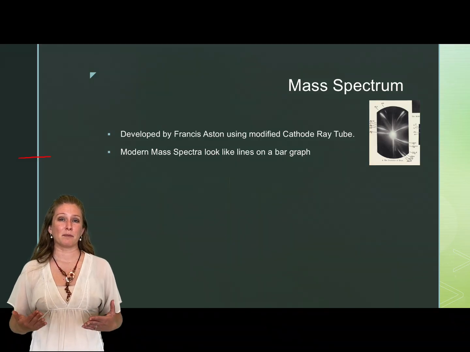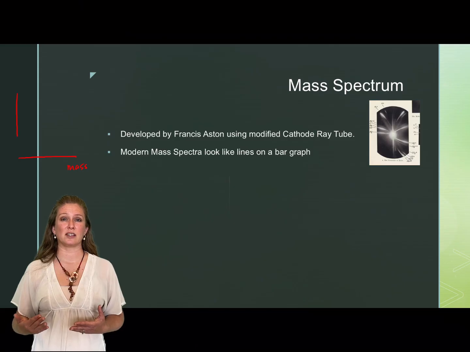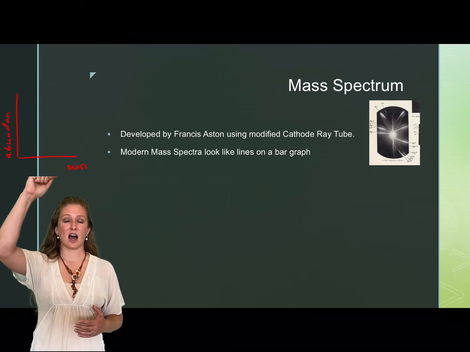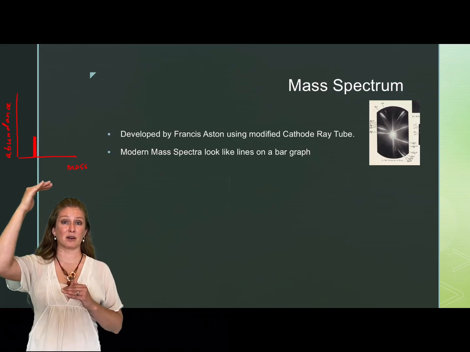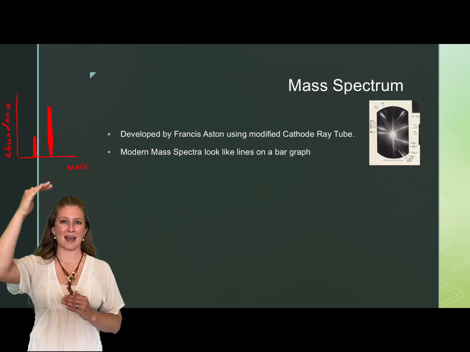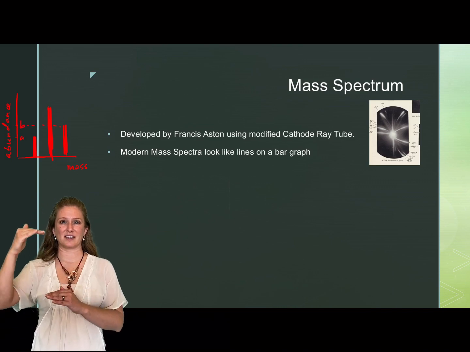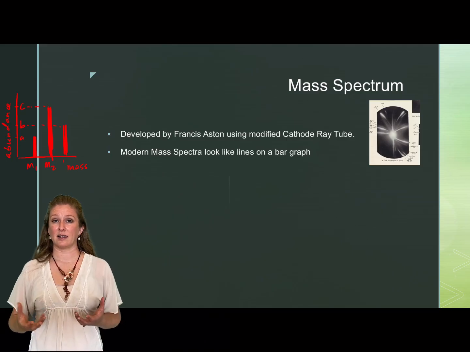So our modern mass spec data looks like a bar graph, which gives the mass along the x-axis, and then the height of the bar is the abundance of the number of those atoms that have that mass. So we can find the average mass of the substance by taking the average of all of these bars, right? There are two ways that we could do that.